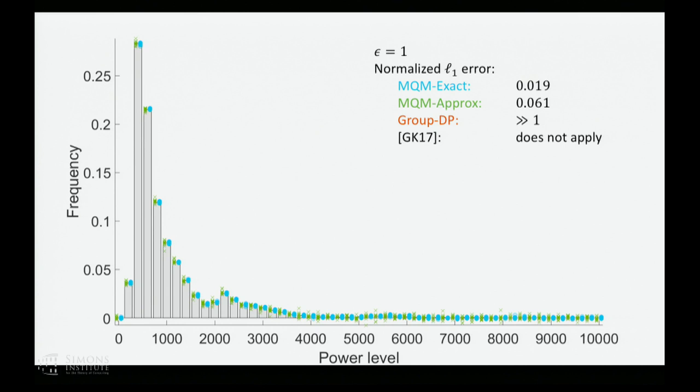Here I didn't plot group differential privacy because the result is very bad in this case, since the length of the chain is very large. And again, GK17 doesn't really apply because the condition is, again, not satisfied in this data set. So we can see that the two versions of MQM work pretty well on this data set. But for the tail part, we can see roughly that MQM exact performs better than MQM approx.